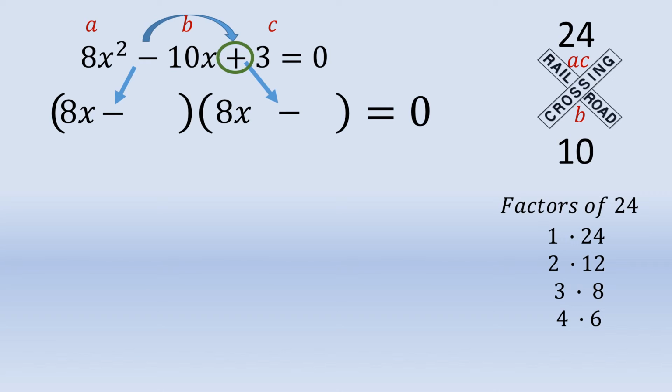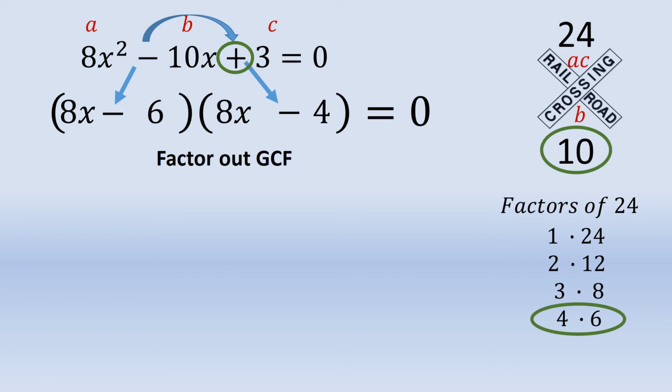Now, look at the C. It's positive, so I want to add and I want to get 10. What can I add and get 10? 4 and 6. Yes. The big one goes first. The little one goes second. Now, remember how I put that 8 in there twice? I need to factor it out. I need to factor out my greatest common factor.